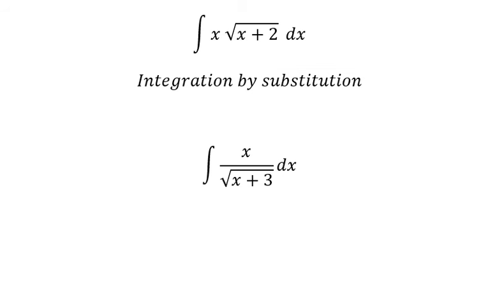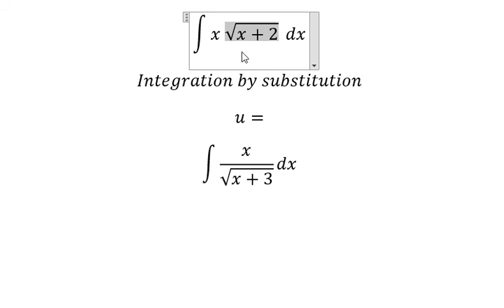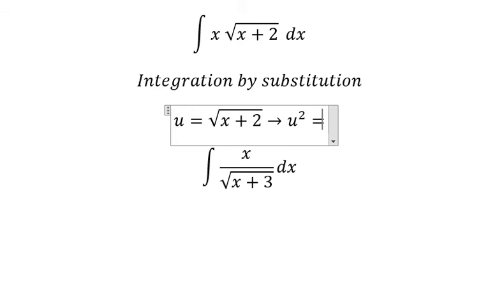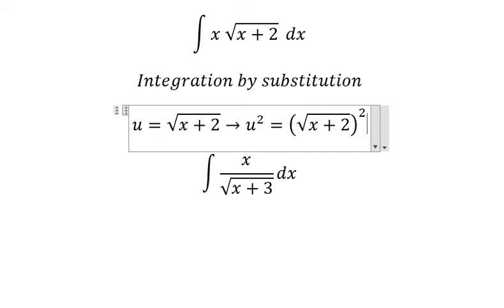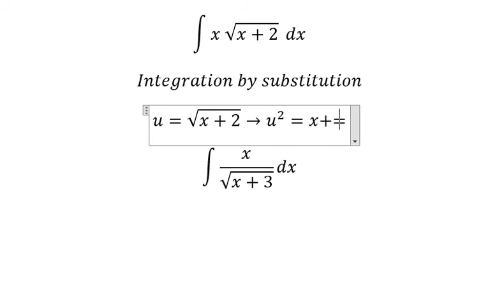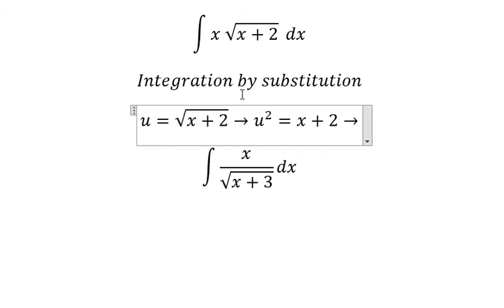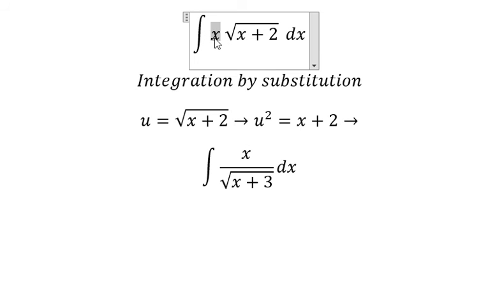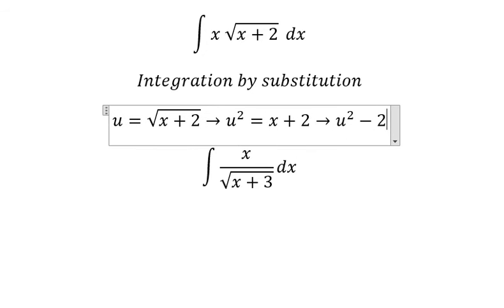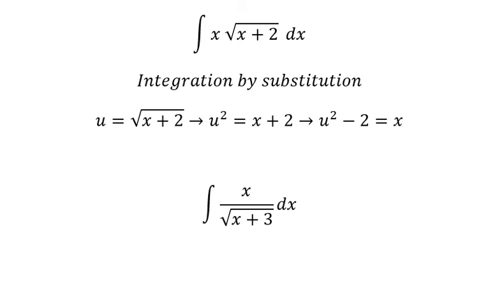So I will put u equals to this one. Later, we put the square on both sides to cancel the square root, and you got x plus 2. Next, because we still have x, I will move number 2 to the left, and we have u square minus 2 equals to x.